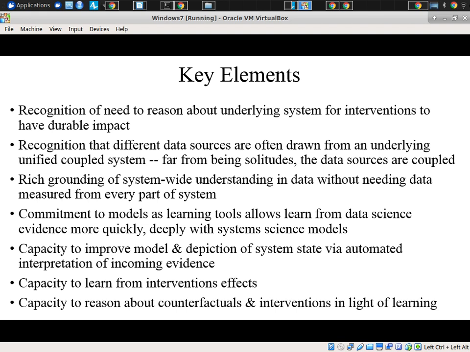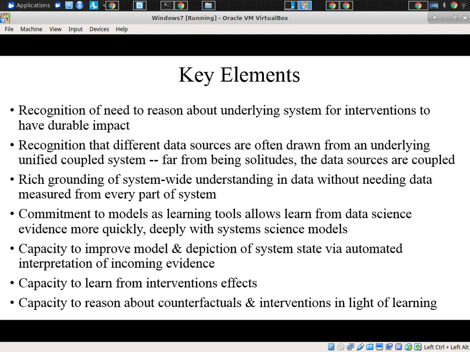One of them is the recognition of the need, the conviction that from a system data science perspective, there's a real need to reason about the underlying system, and particularly for interventions to have durable impact. As my colleague Jeff McDonald says, to put in place fixes that stay fixed, to eliminate risk of blowback, to prevent us squeezing the balloon here and just having it pop out unexpectedly over there.